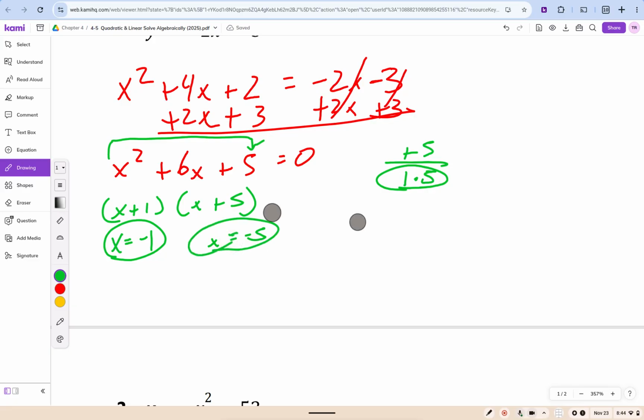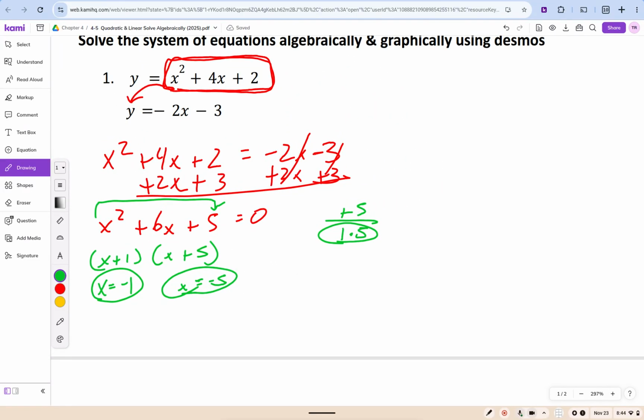Now, the difference is, now that we have two points potentially, what I have to do is take those x values and plug them in to figure out what the y value is that goes with it. So I'm going to use that bottom equation and say y equals negative 2 times negative 1 minus 3. Negative 2 times negative 1 is 2, minus 3, which is negative 1. So my first point is negative 1, negative 1.